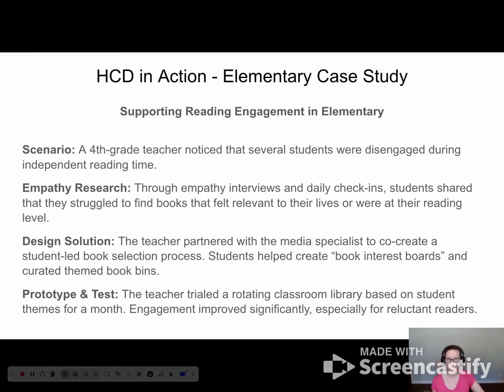Instead of assuming a solution, the teacher partnered with the school librarian and students to co-create a new system, one where students had a voice in book selection. The solution didn't require new technology or funding. It simply centered students in the design process. What was the result? Students felt seen and reading engagement grew. So this is just an example for you to look at, right? And to think about times in your classroom where you can use this process to make things better.